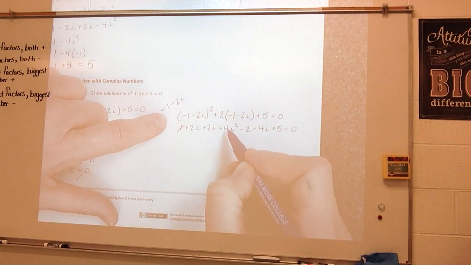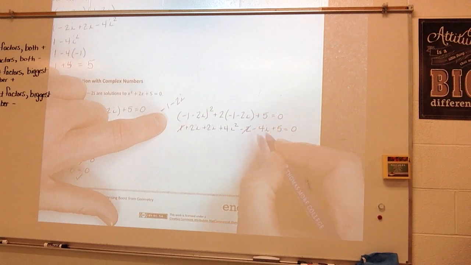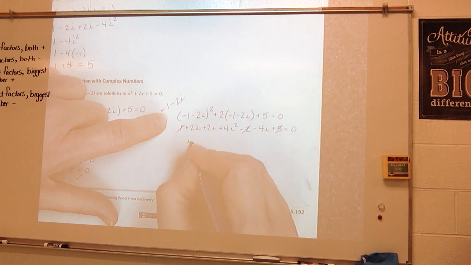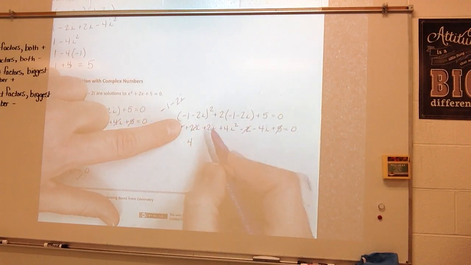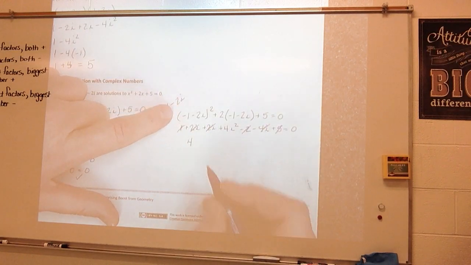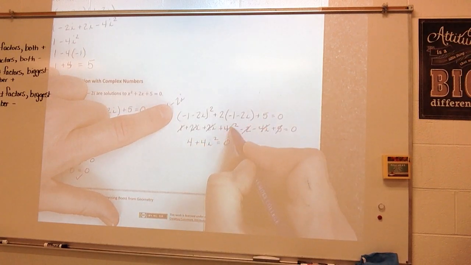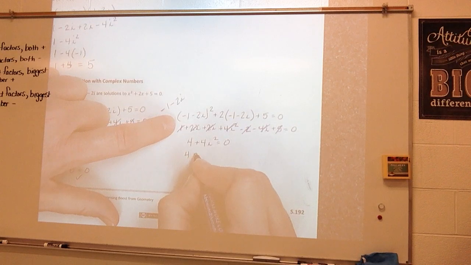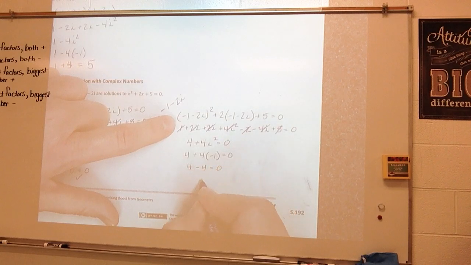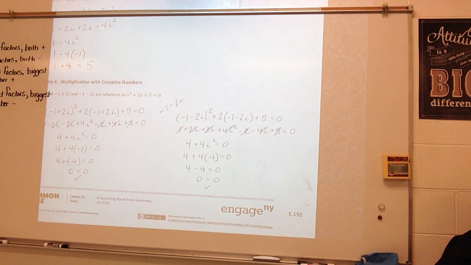So 1 and negative 2 is negative 1. Negative 1 and 5 is 4. 2i and 2i is 4i, and I have a negative 4i that cancels out. So I'm left with this. Alright, we know that i squared is equal to negative 1. So I get 4 minus 4 is equal to 0. 0 is equal to 0, and it checks out.